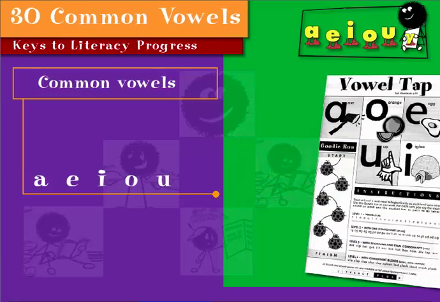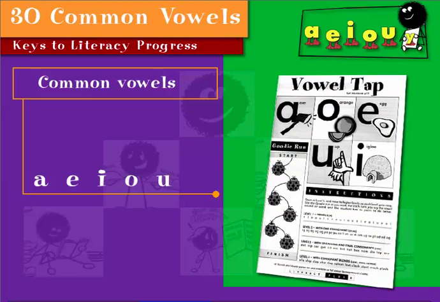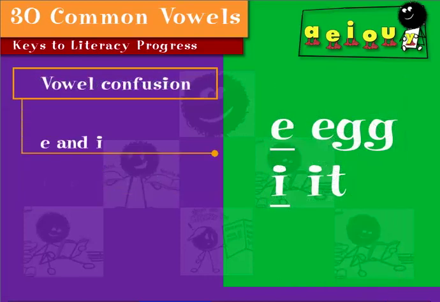A says A, as in axe. E says E, as in egg. I says I, as in it or igloo. O says O, as in orange. And U says U, as in up. These vowels look simple, but they're not.